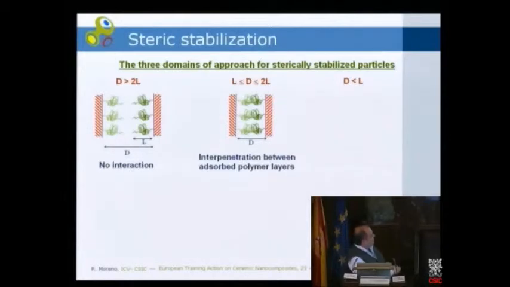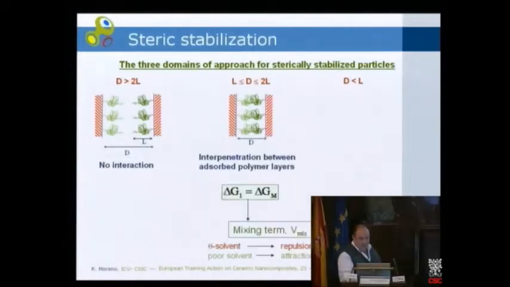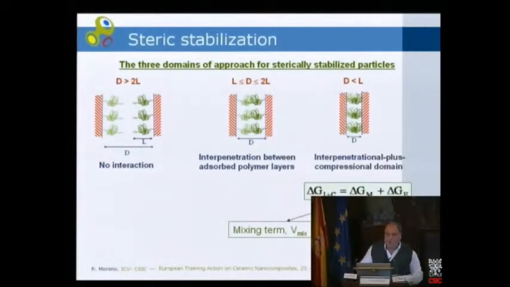So this is the interpenetration between the absorbed polymer layers, in which case the free energy has a term, which is the so-called mixing term, and depending on the solvent conditions it can be a repulsive potential or an attractive potential. Take care with that.